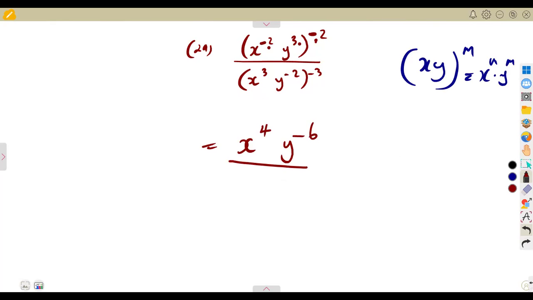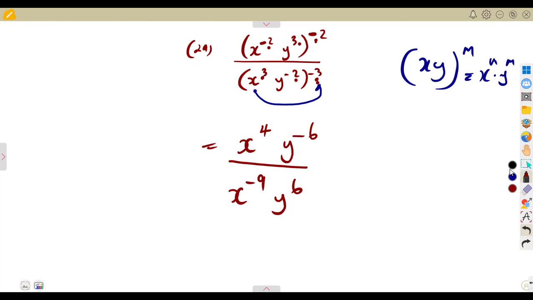The same thing, you do it here, x to the exponent of 3 to the exponent of minus 3. So exponent, exponent, you multiply. So that will be x to the exponent of 3 times minus 3, that's a negative 9. Y to the exponent of minus 3 times minus 3, that's a positive 6.